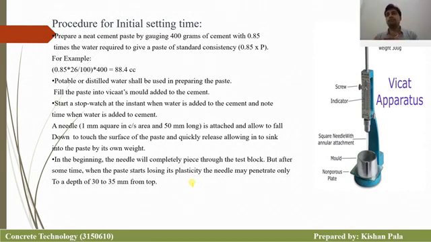Just remember that you have to measure the time when you added the water mass, and the needle should be between 5 to 7 mm from the bottom of the mold, or 30 to 35 mm from the top of the mold. Clear? This reading can be taken from this indicator.